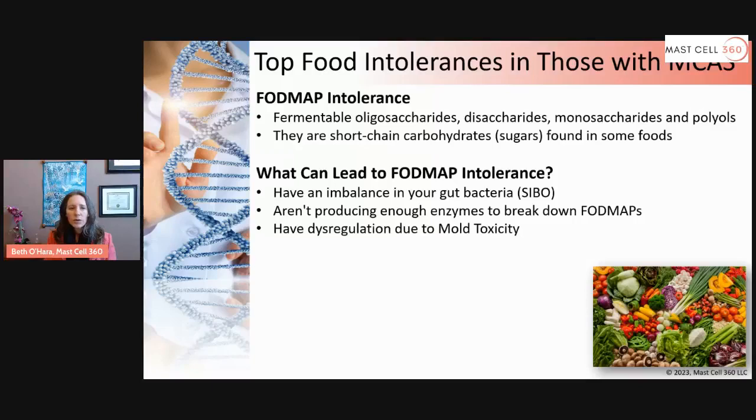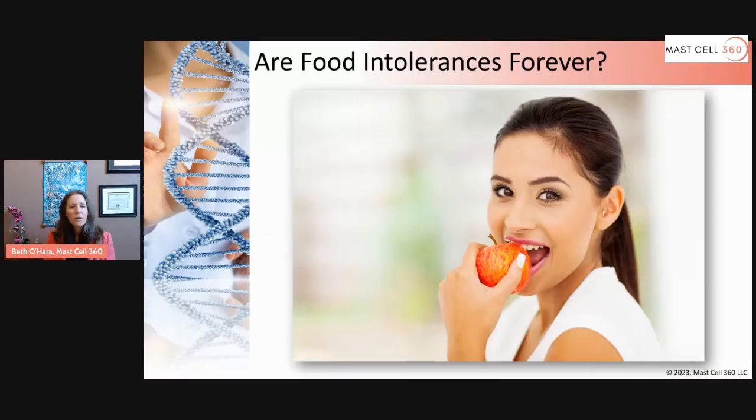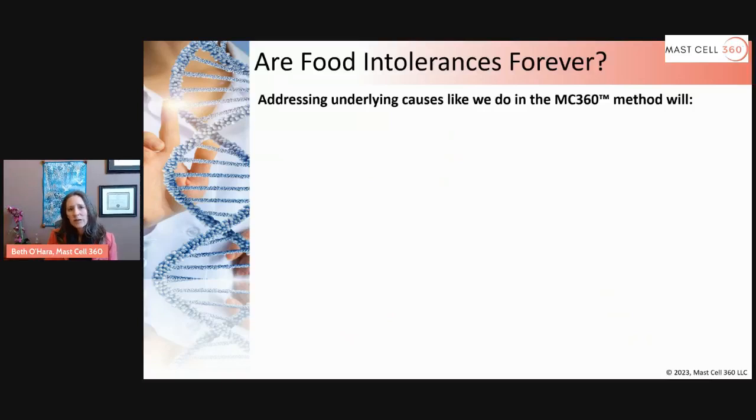So here's one of the questions we get asked a lot. Are these food intolerances forever? Do I have to eat low histamine, low oxalate, or whatever you're dealing with forever? And fortunately, the answer is most likely no, not forever. So when we address underlying root causes like we do in our MC360 method, then we start to improve our tolerance to these different food categories.